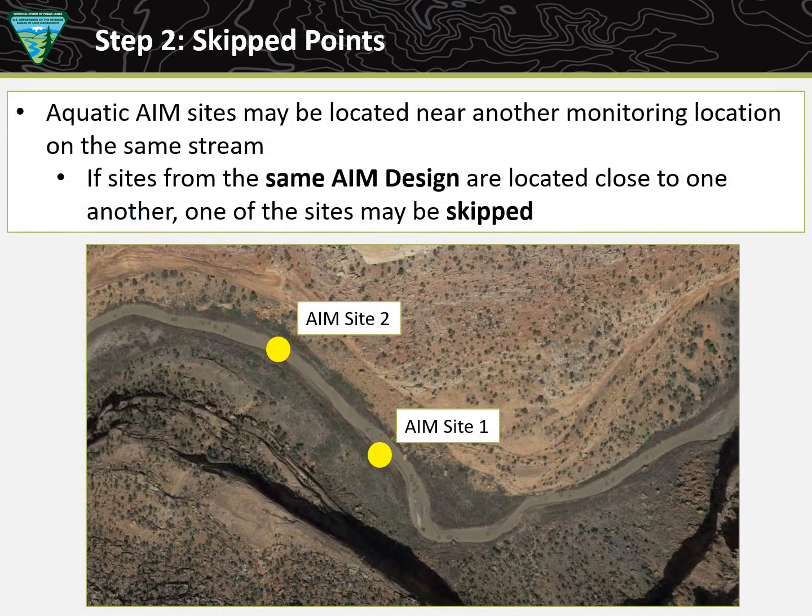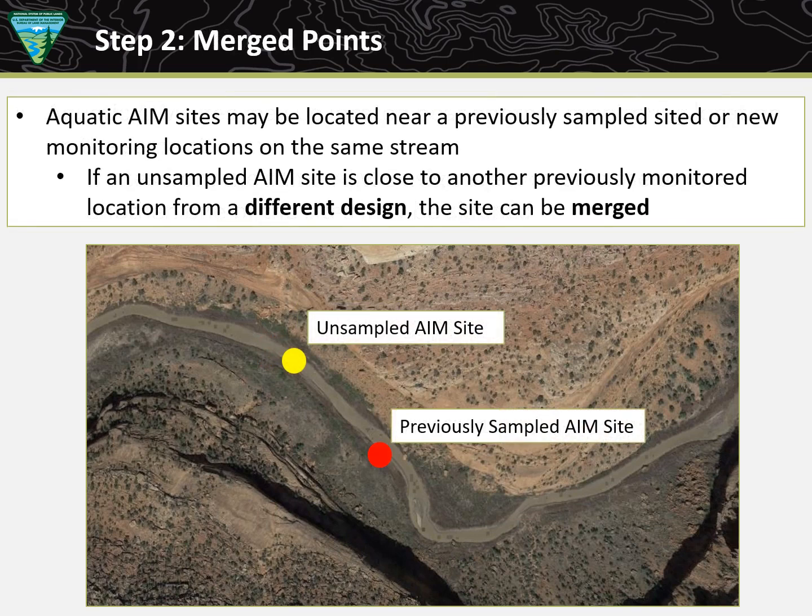In some rare instances, an identified aquatic AIM site may be located near another monitoring location on the same stream. If sites from the same AIM design are located close to one another, project leads may skip one of the AIM sites. If an unsampled AIM site is located close to another previously monitored location from a different design or monitoring effort, project leads may merge the locations by moving the AIM point to the pre-existing monitoring location.